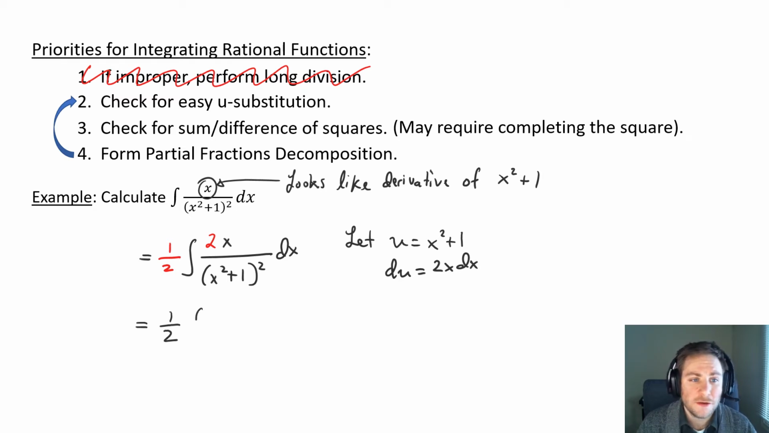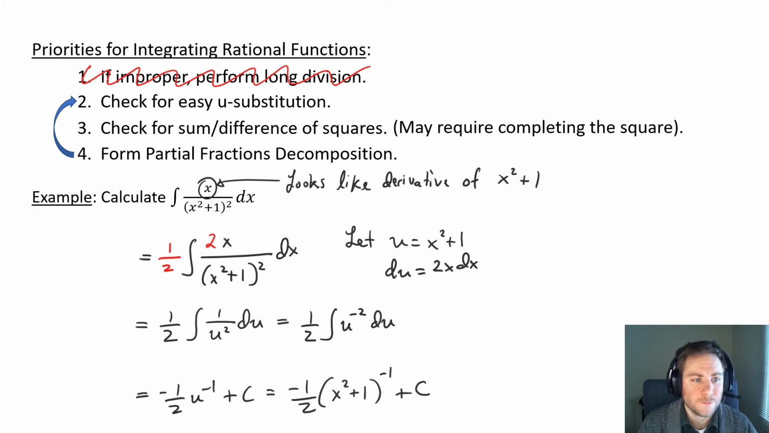Putting this all together, we end up with 1/2 of the integral of 1 over u squared du, which is easy to calculate. Just express this as u to the minus 2, then apply the power rule and you're finished.